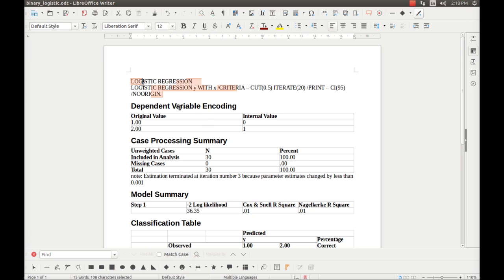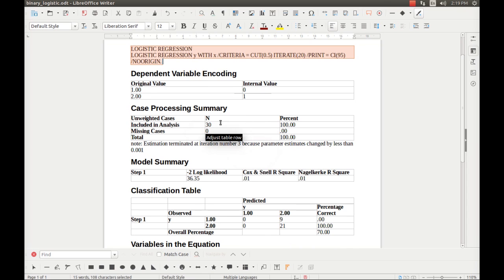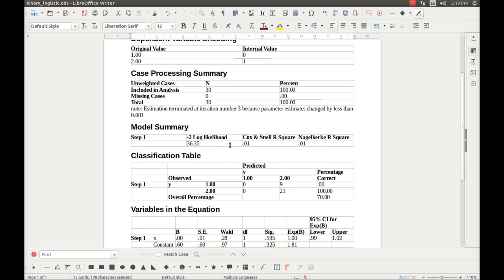The very first table is the dependent variable encoding. As I said somewhere in the beginning of the talk, though we gave 1 and 2, PSPP will internally consider its own coding. Here PSPP has assigned 0 to 1 and 1 to 2. So internally the code assigned to unfavorable response is 0 and favorable response is 1. And now this is the case processing summary. All 30 cases were used.